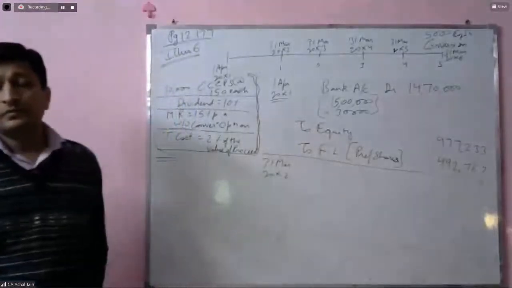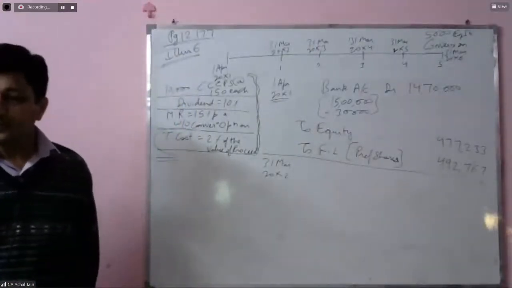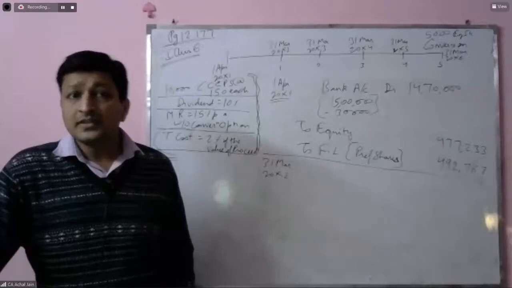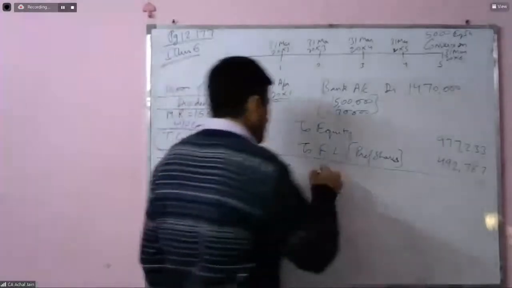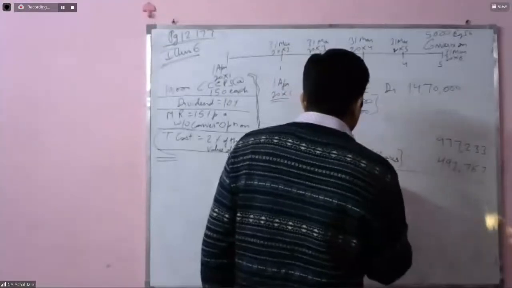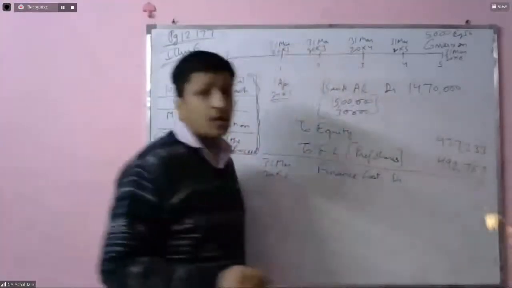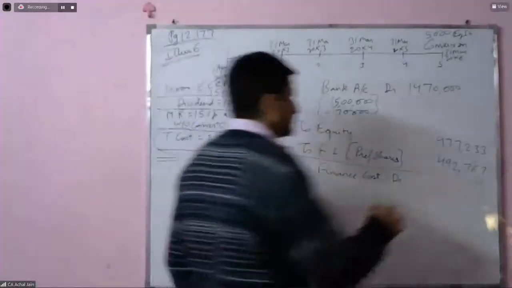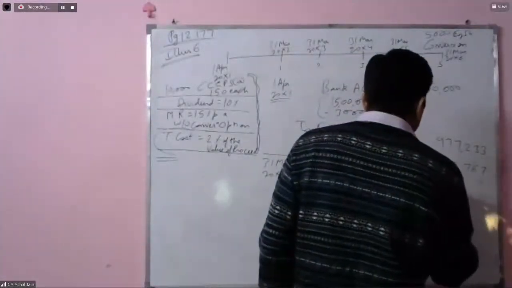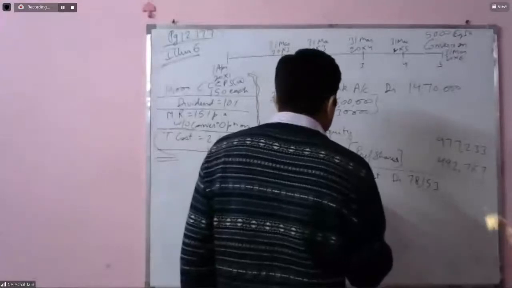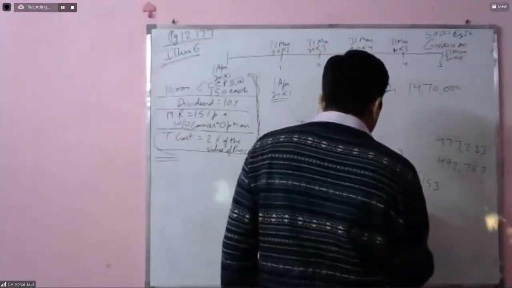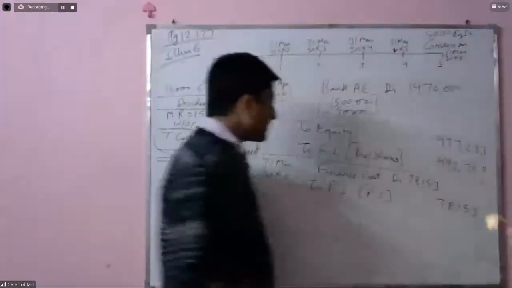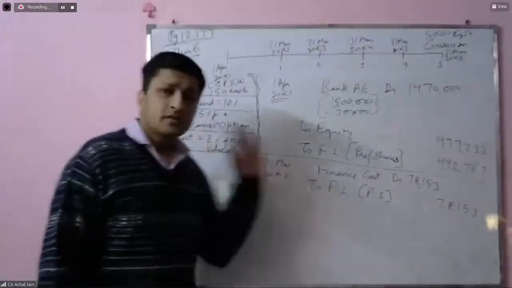And now what do we do? We will now accrete interest on this in the first year. So we'll say finance cost debit. What was the amount of interest? Go back to the repayment schedule. 78,153, to financial liability. 78,150. So the financial liability has now increased by this amount.